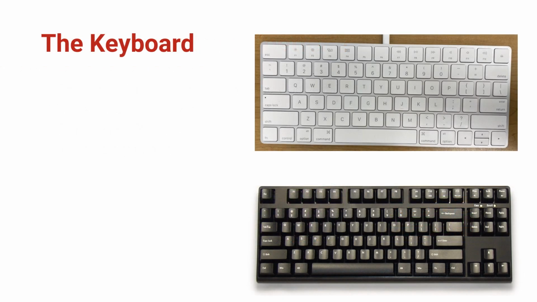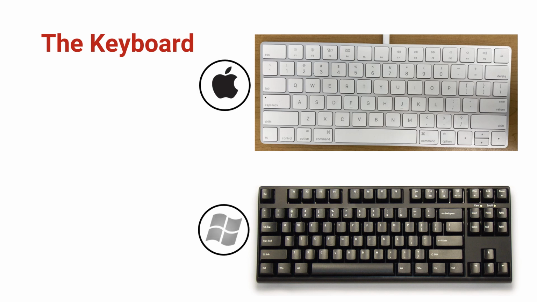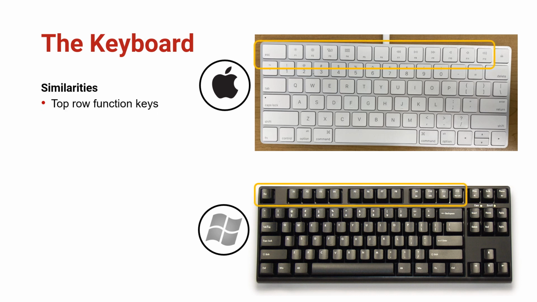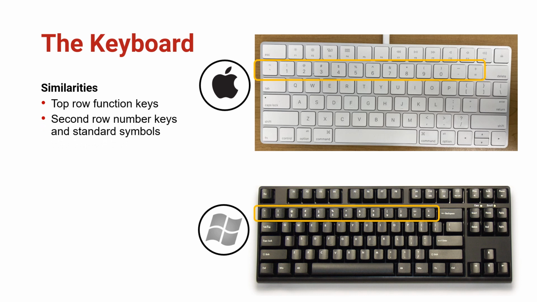We'll start by examining the keyboards. The white keyboard at the top is an Apple keyboard. The black keyboard at the bottom belongs to a Windows computer. Both keyboards feature F keys, or function keys, across the top row, and an escape key in the top left corner. Both keyboards feature the number keys with their associated standard symbols in the second row. But notice the top right corner keys are slightly different between the two keyboards, and the Windows keyboard has additional keys on the right edge.